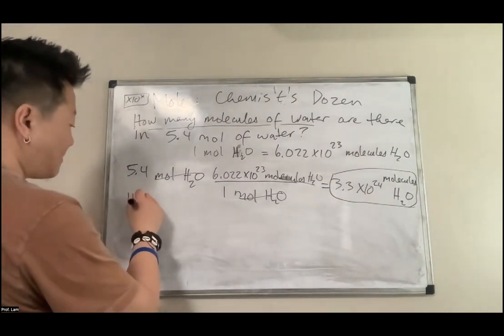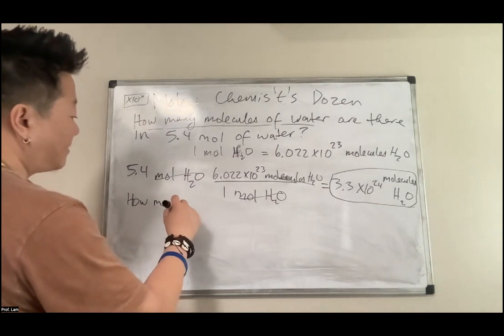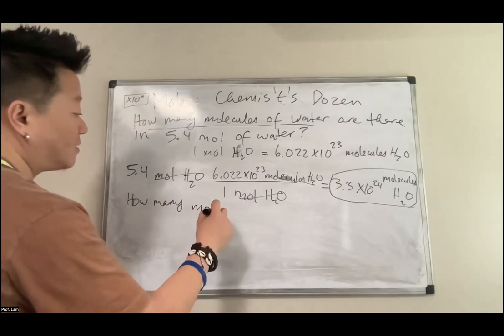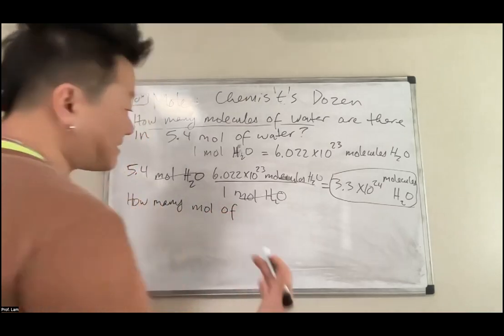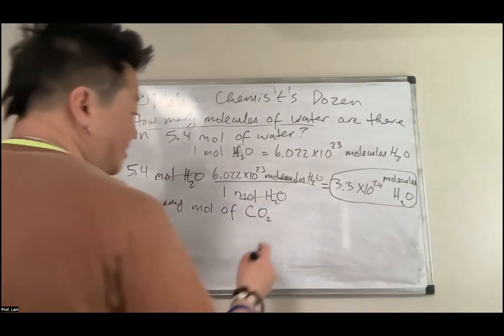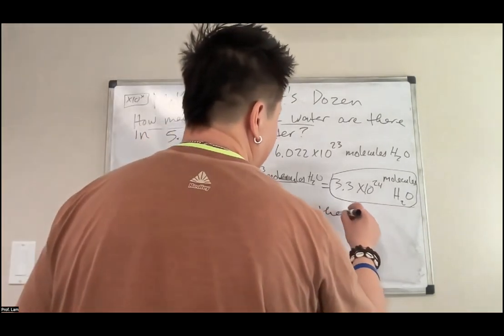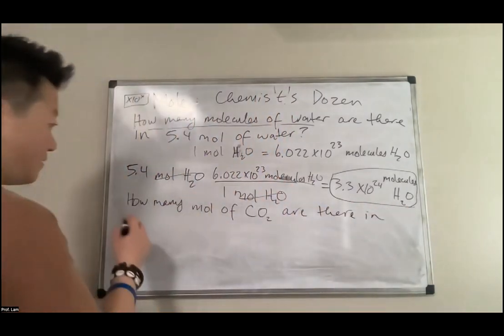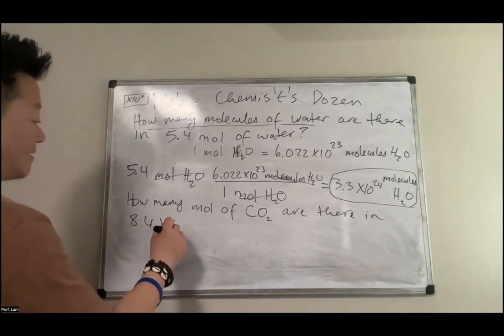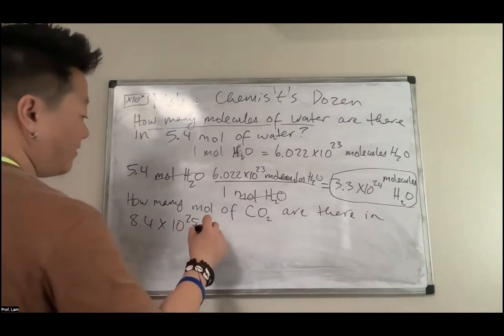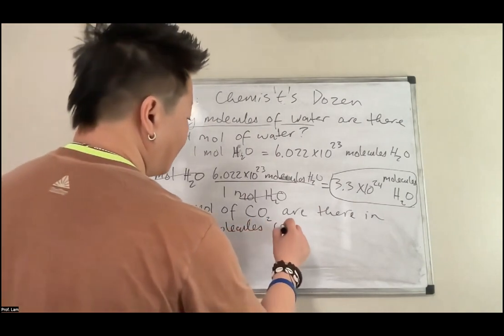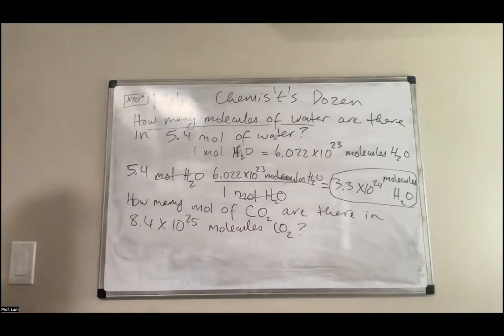Now conversely, we can do it the other way around. We can ask how many moles of, and this time let's talk about CO2. How many moles of CO2 are there in 8.4 times 10 to the 25th molecules of CO2?